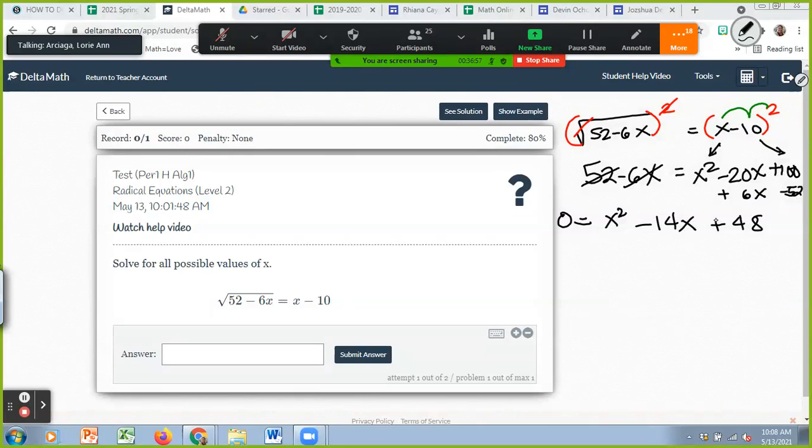So when you arrange them, you have x squared minus 14x and then plus 48. Did we get that right? Were you able to follow? So one more time, when you're solving a quadratic, you have to move everything to one side and let the other side be 0.